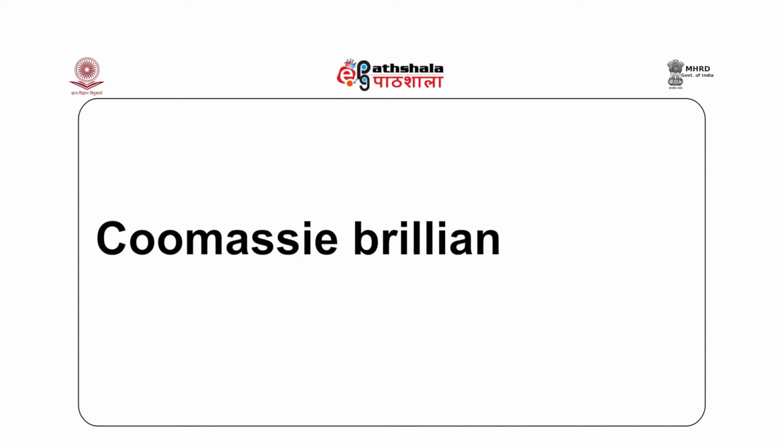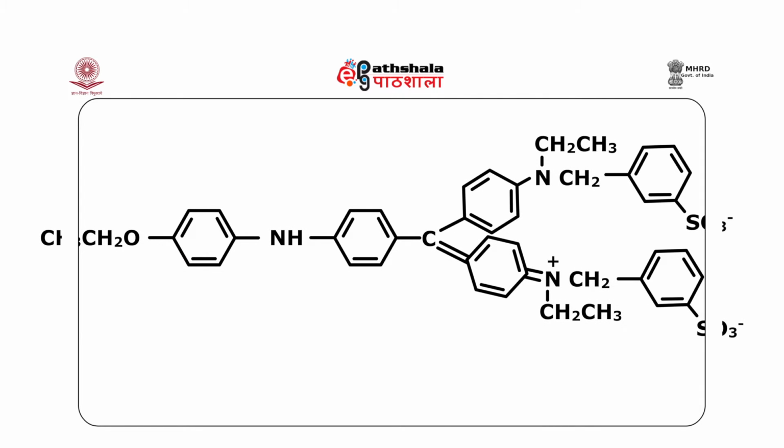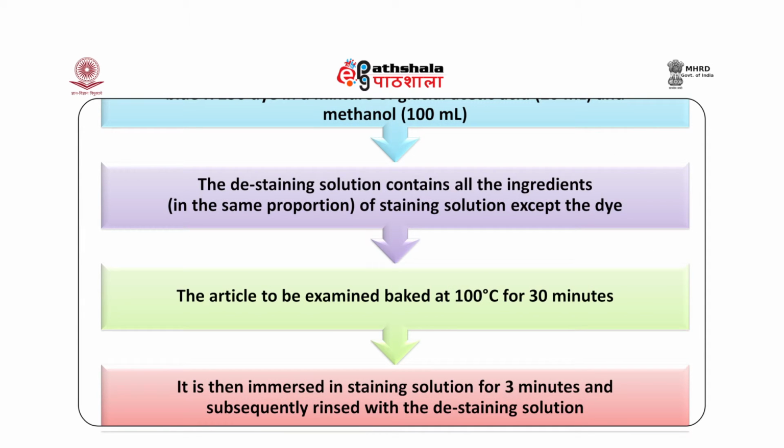Then, number 3 is Coomassie Brilliant Blue R. Two solutions are required for developing blood fingerprints with Coomassie blue reagent. The staining solution is prepared by dissolving 0.2 gram Coomassie Brilliant Blue R 250 dye in a mixture of glacial acetic acid and methanol. The destaining solution contains all the ingredients of the staining solution except the dye.